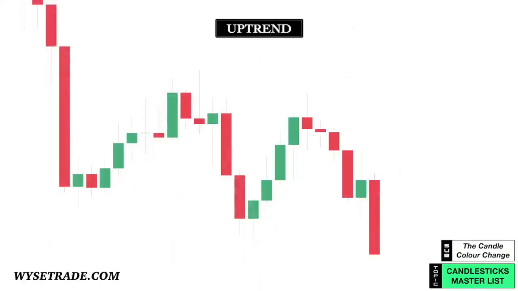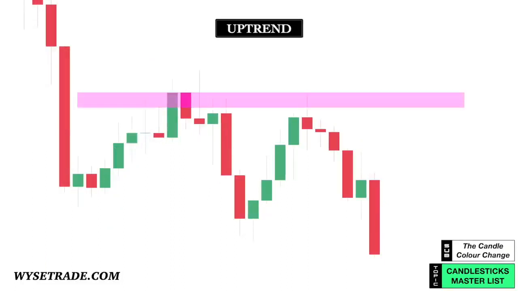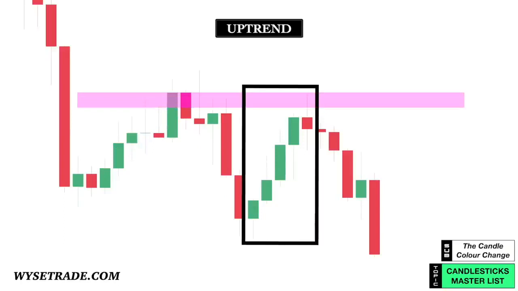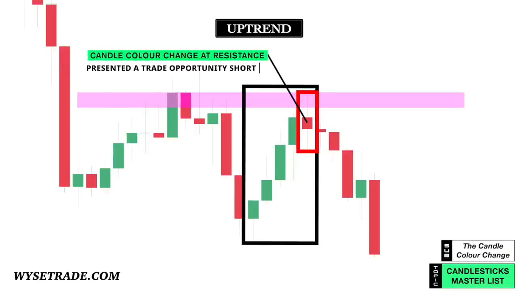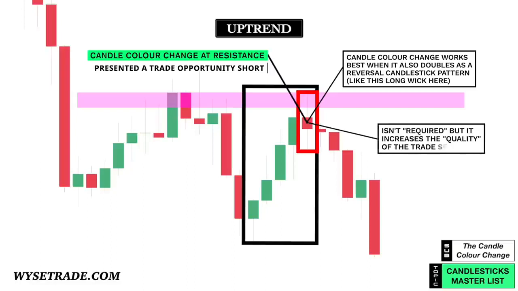Starting with an uptrend. First, price came up, hit and reversed, giving you a key level of resistance. As price starts approaching the key level, notice how you have all green candles before a red candle finally appears. Now this pattern works best when it also forms a reversal candlestick pattern once it reaches the level. This isn't required, but when you have this combination, it will increase the quality of the setup.